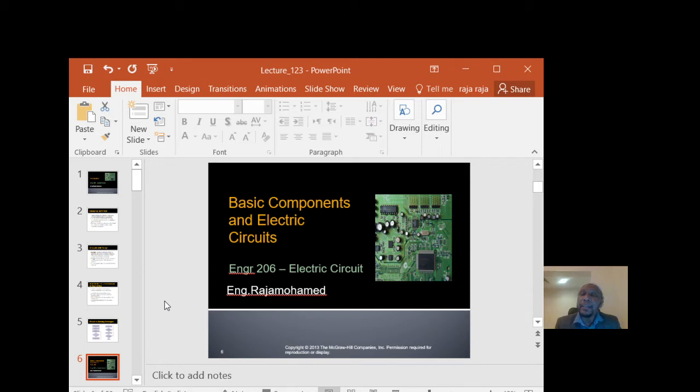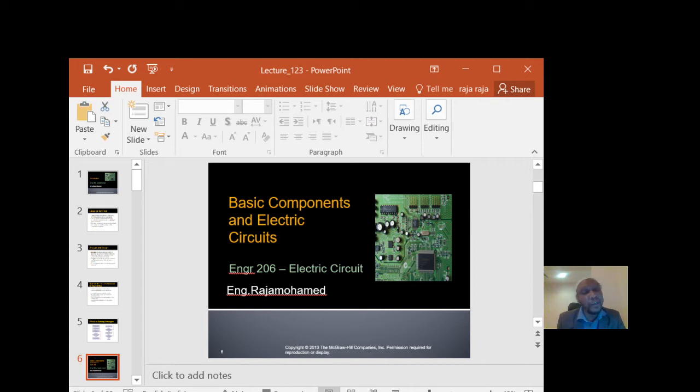The concept is the basic components of the electric circuit. So what are the basic components of the electric circuit? From school days, or now also in your home, some of the electronic equipment gets damaged. Once you see the damaged equipment, you can open it and see the picture. Inside, there is a green color PCB board, and they have so many electronic components.